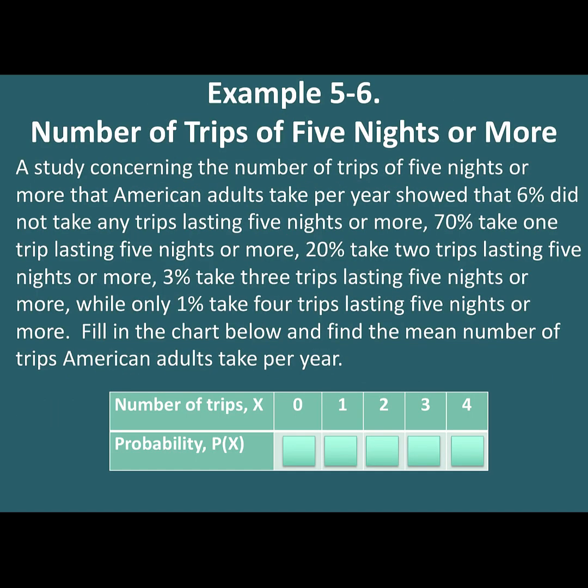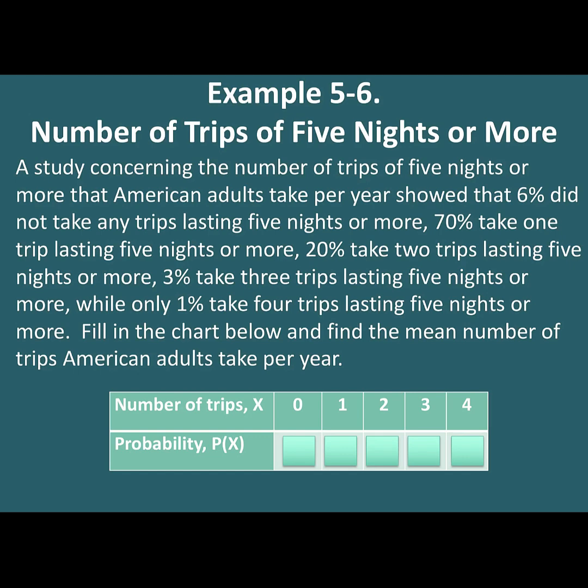Let's take a look at another example. A study concerning the number of trips of 5 nights or more that American adults take per year showed that 6% did not take any trips lasting 5 nights or more. 70% take 1 trip lasting 5 nights or more. 20% take 2 trips. 3% take 3 trips, while only 1% take 4 trips lasting 5 nights or more.